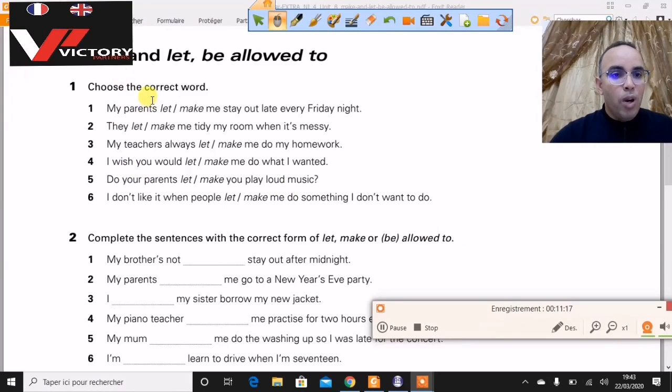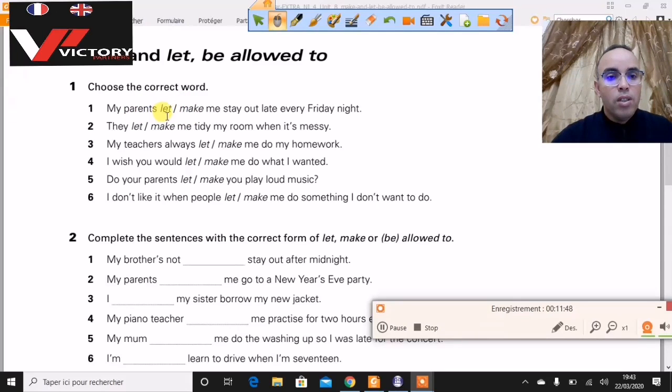Number one, you are going to choose the correct word. Here you have to make a difference between two words. You have to choose only one correct word. Let's do number one as an example: My parents let or make me stay out late every Friday night. So what is the correct answer here?